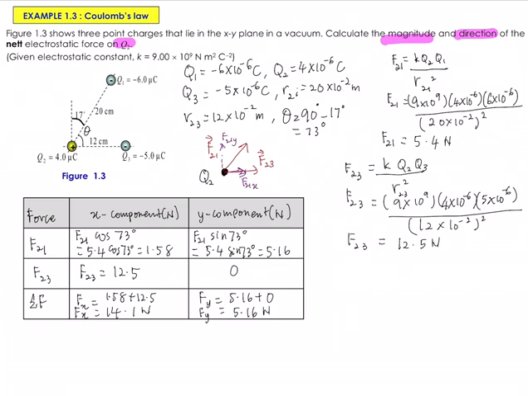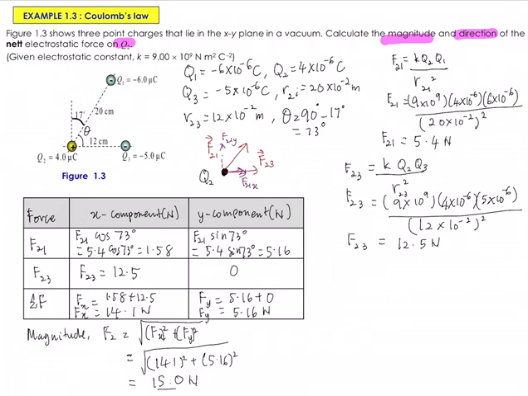Next step is you want to find the magnitude. How do you find your magnitude? Then you write down here magnitude. So your magnitude F2 will be the square root of Fx squared plus Fy squared. Okay, don't forget to write down the square root. 14.1 squared plus 5.16 squared. So you will get your F2, which is 15.0 Newton. Okay, this is your magnitude.